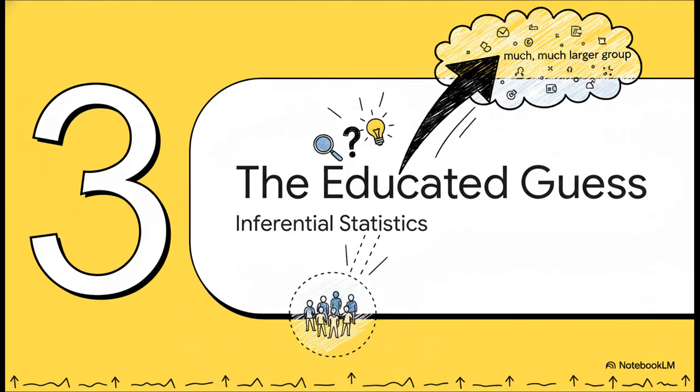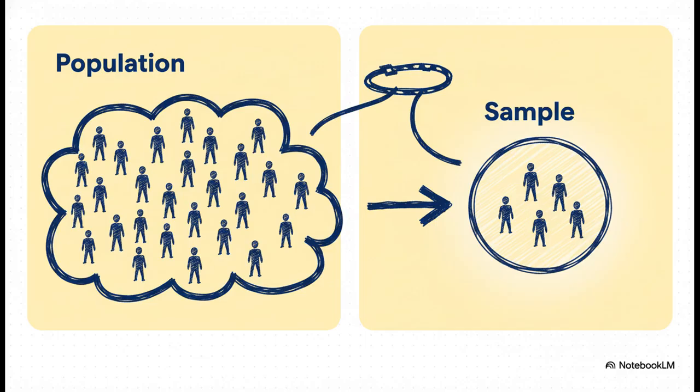Now we get to the really cool part. How do we take that tiny little snapshot and use it to understand the entire crowd? Welcome to the art of the educated guess. So, to do this, there are 2 key ideas you absolutely have to get.